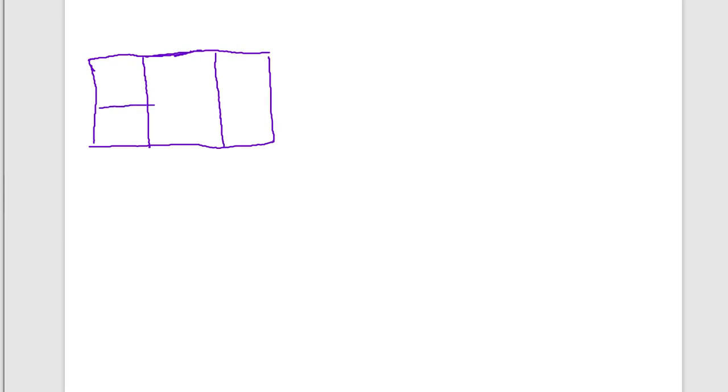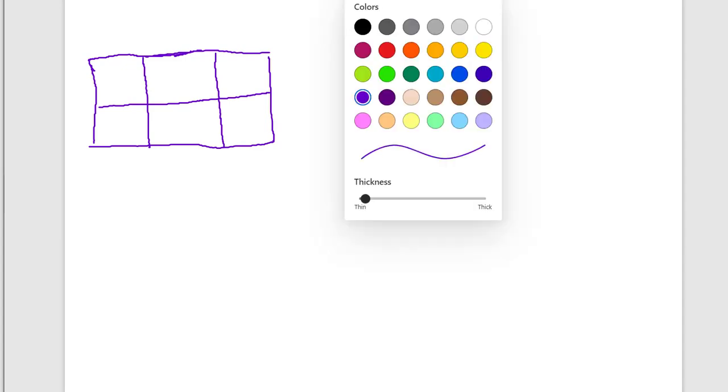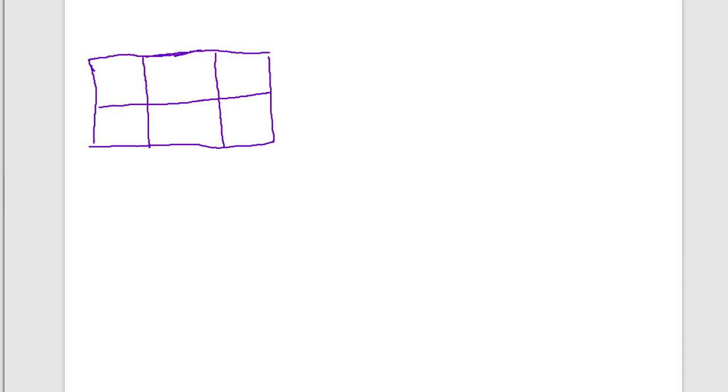And I will divide it like this. Then I will shade this one, this one, this one, and another one. So I want someone to help me and tell me what fraction is represented here. Hassan?